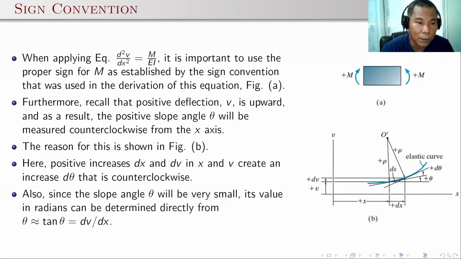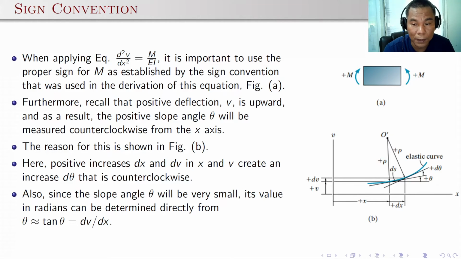So the sign convention is very important, especially for the bending moment M. If you look at this figure, on the left hand side, if the moment creates clockwise rotation, then that is positive. And on the right hand side, if it creates counterclockwise rotation, that is positive. The deflection which is upward is taken as positive, and the slope angle theta measured counterclockwise is also positive.